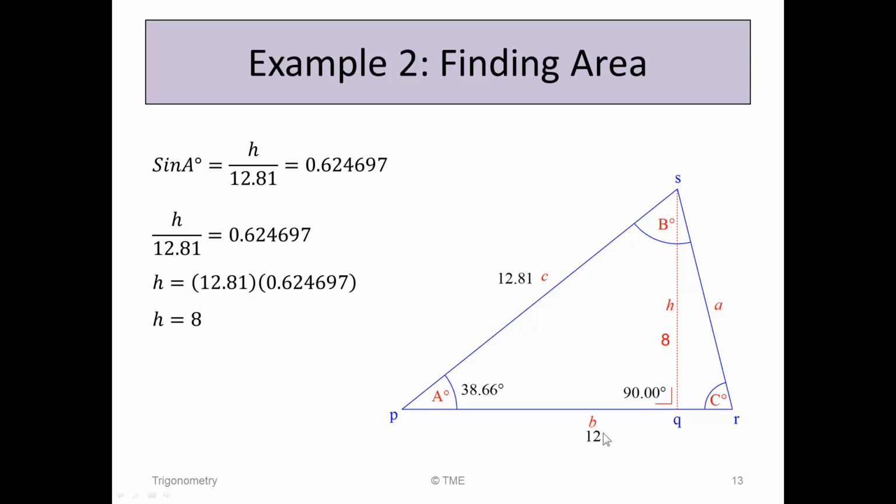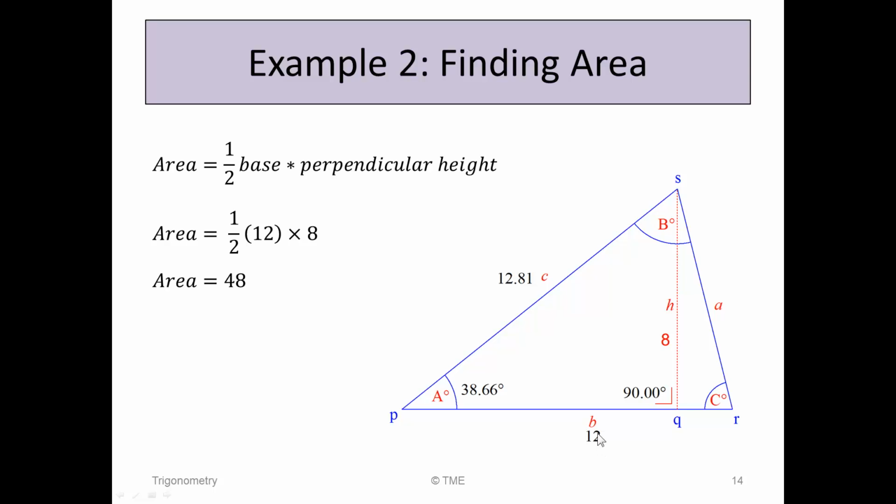So we've now identified the perpendicular height for this triangle. We also know its base. So using the formula, the area is half the base, which is half of 12, times the perpendicular height, which is 8. The area turns out to be 48.